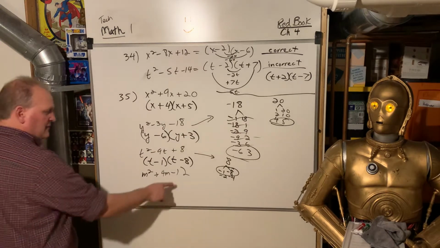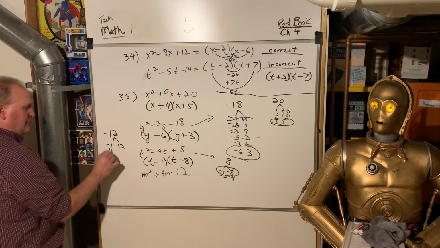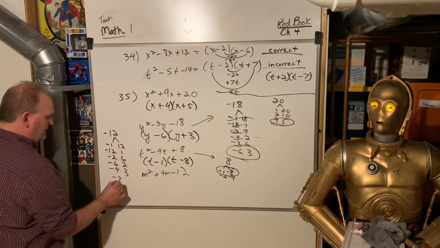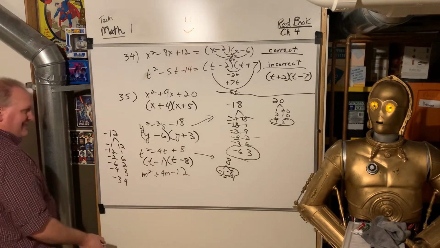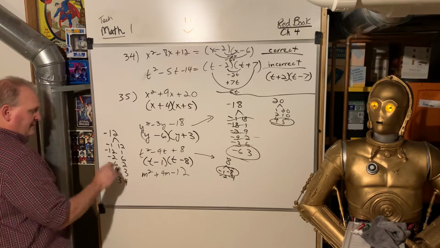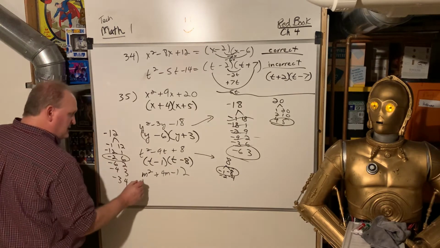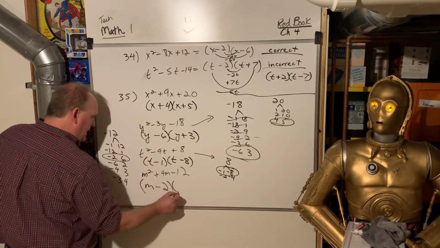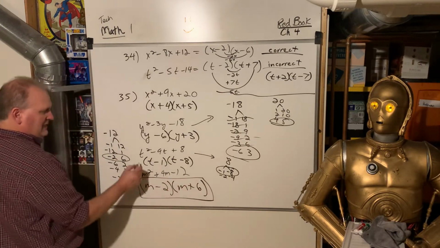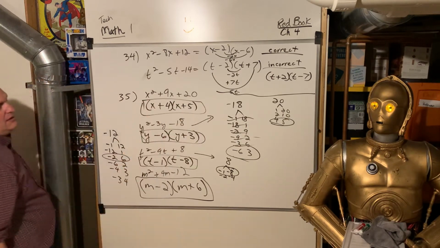Okay. And then the last one, negative 12. Lots of suspects for negative 12. Negative 1 and 12. Negative 12 and 1. Negative 2 and 6. Negative 6 and 2. Negative 4 and 3. Negative 3 and 4. Everything, all the whole numbers that multiply to be negative 12. Only one of them adds up to be 4. So negative 2 and 6. So m minus 2, m plus 6. And there we go. So that one was factored, that one was factored, that one was factored, that one was factored. Factoring fun.